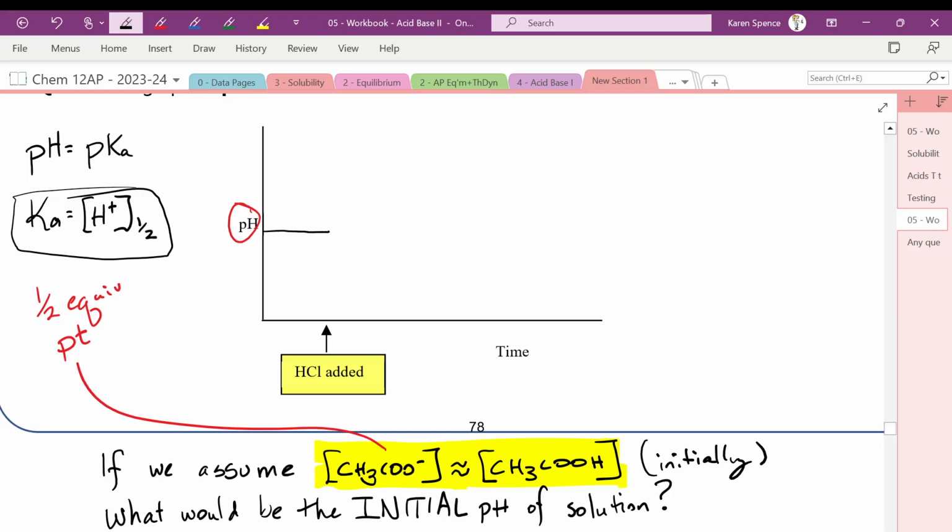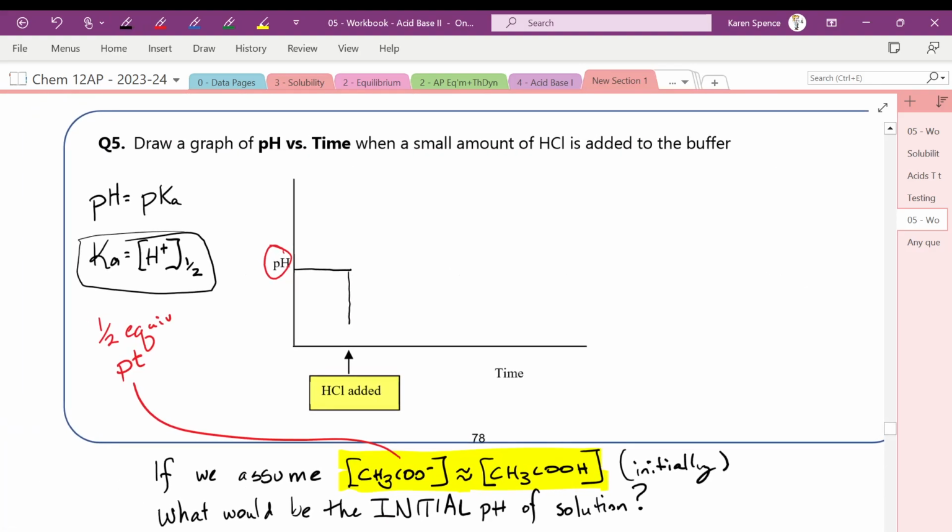Okay, when HCl is added, what happens to our pH? It decreases. And then as the system shifts, it goes back up, but it ends slightly below. Yes? Okay. Are we good? Carrying on. All right.